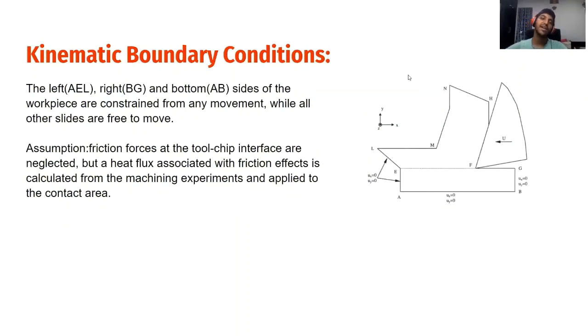All right, so next we look at the kinematic boundary conditions. Here we see that the surfaces AEL, AB, and BG are assumed to be stationary while the other surfaces are allowed to move freely. Please note that the condition that AEL is stationary is valid only when this length is pretty large. If this length becomes comparable, then the assumption that AEL is stationary is no longer valid. The other assumption that we make is that the friction forces at the tool chip interface are neglected. However, in place of that, a heat flux associated with the friction effect is calculated from machining experiments and applied to this contact area.